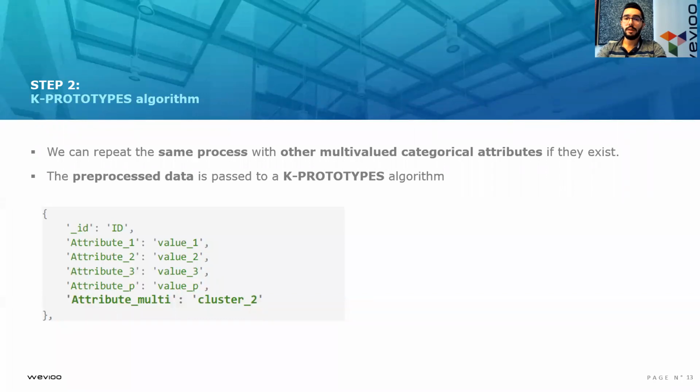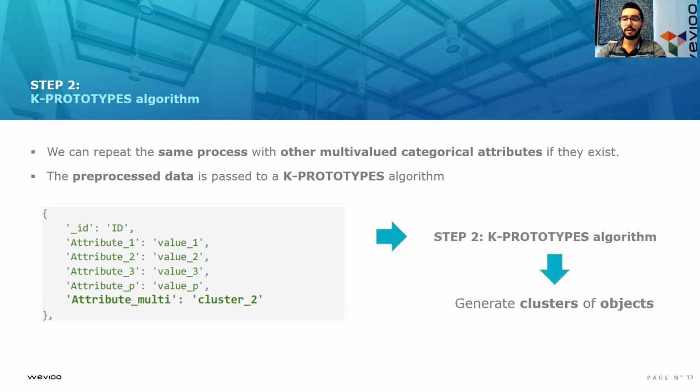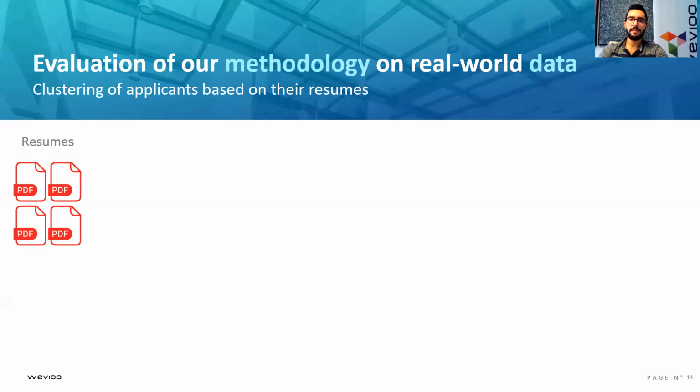What I would like to note here is that we may not have only one categorical multi-valued attribute, but we may have multiple ones. So the same process can be applied on all of these attributes to make them single valued. Next, the preprocessed data, along with our continuous and categorical attributes from our initial data set, can be passed to a k-prototypes algorithm to generate clusters of objects.